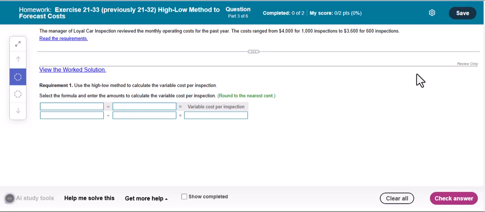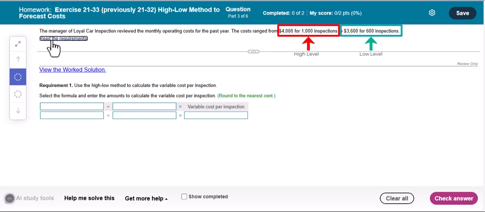Exercise 21-33, High-Low Method to Forecast Costs. The manager of Loyal Car Inspection reviewed the monthly operating costs for the past year. The costs range from $4,000 for 1,000 inspections to $3,600 for 600 inspections.